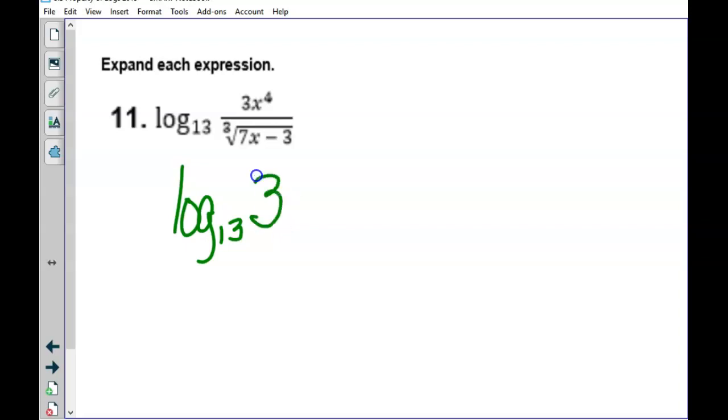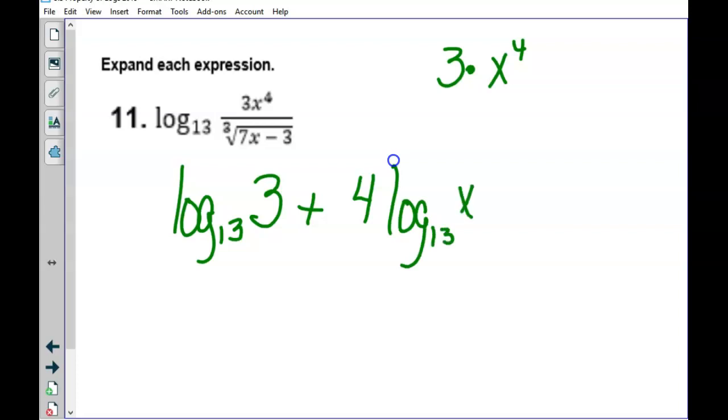3x 3. I would just do the 3, then what? Plus. Then the 4 in front of the next one, but the next one is times, so we can do plus. The 4 is only on the x. Is everybody good with that? That says 3 times x to the 4th. That's why I changed it to plus, and the 4 only goes on log base 13 of x. Then what?